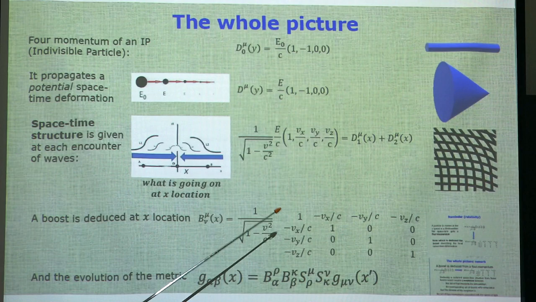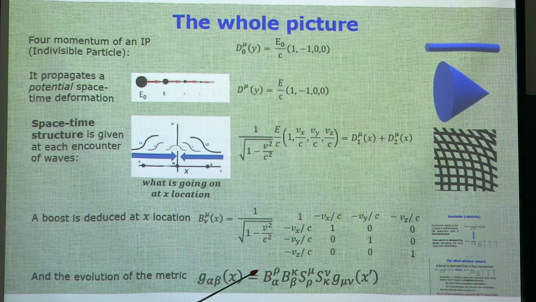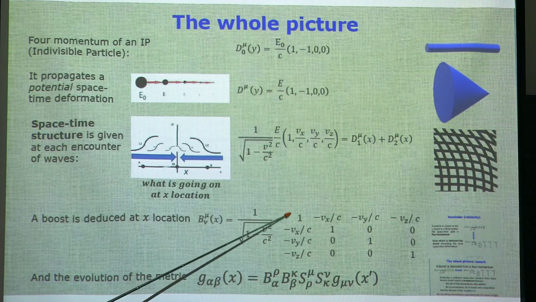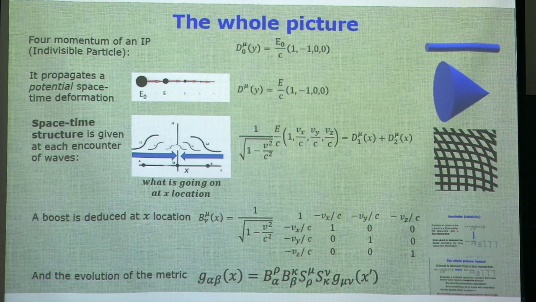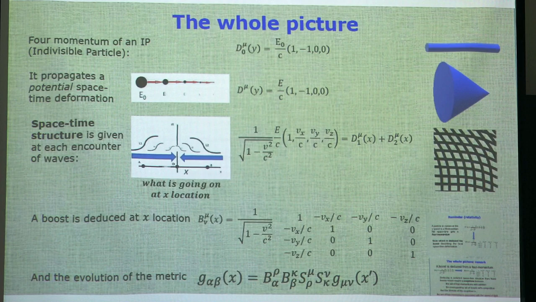before those points or after, there is a change. So therefore, the metric is changing according to this boost. This boost induces the change of metric here. So you find the boost, and you find also a rescaling of units here, S, according to some more constraints, which you can find in my paper, the first paper.